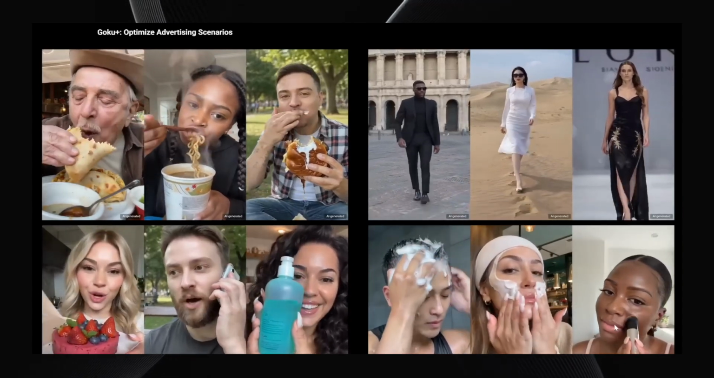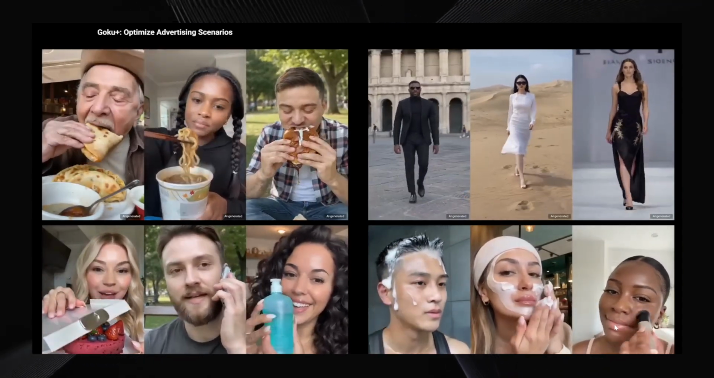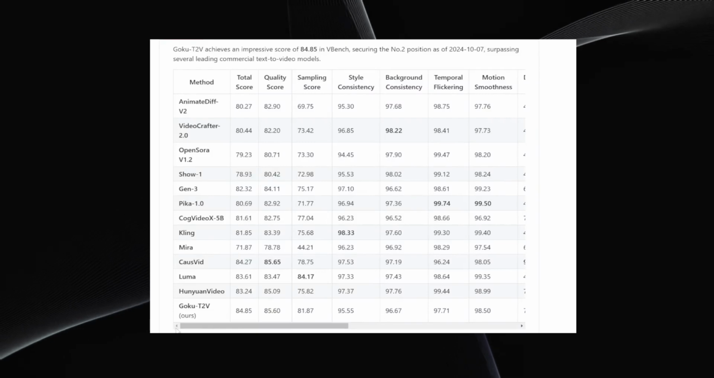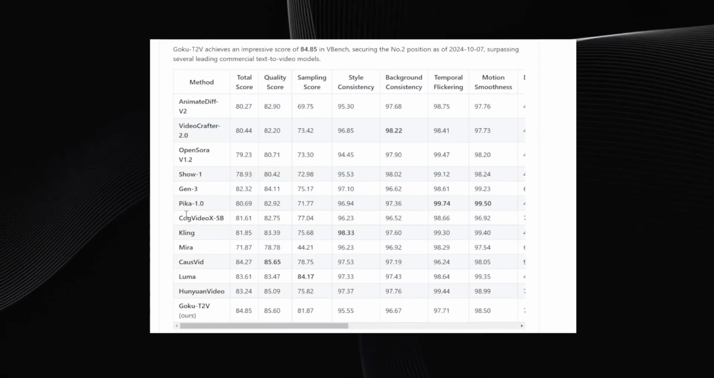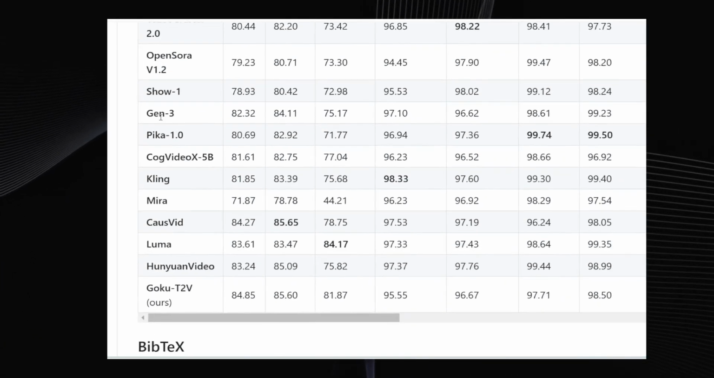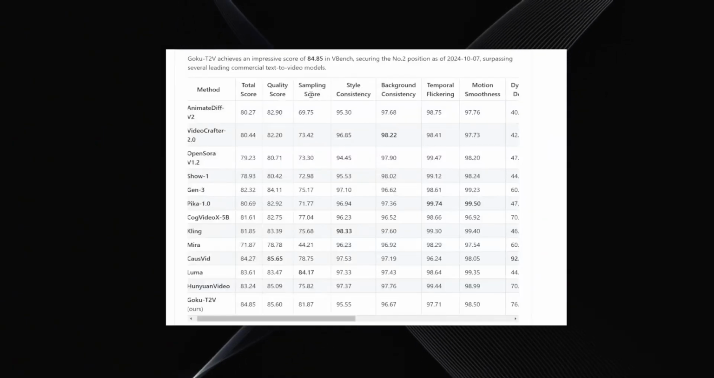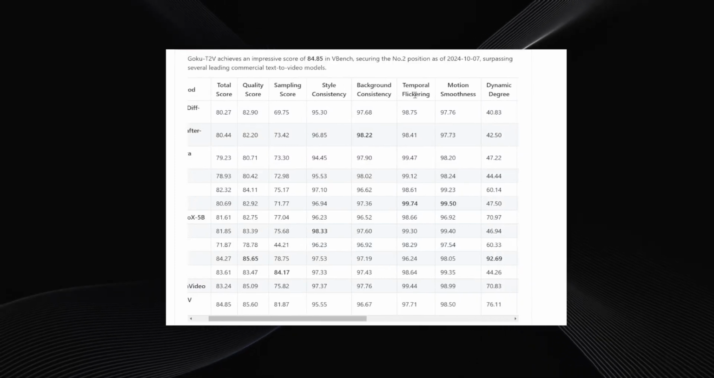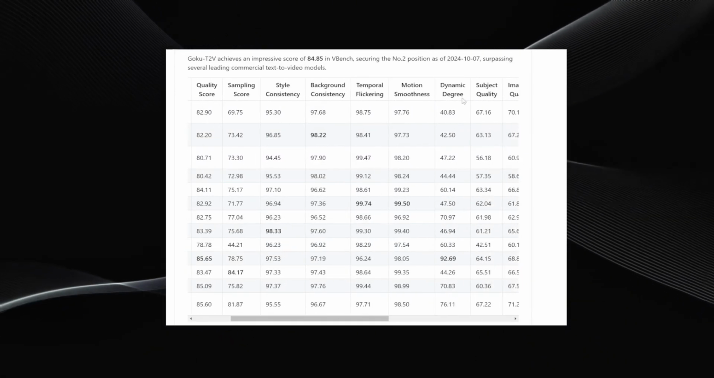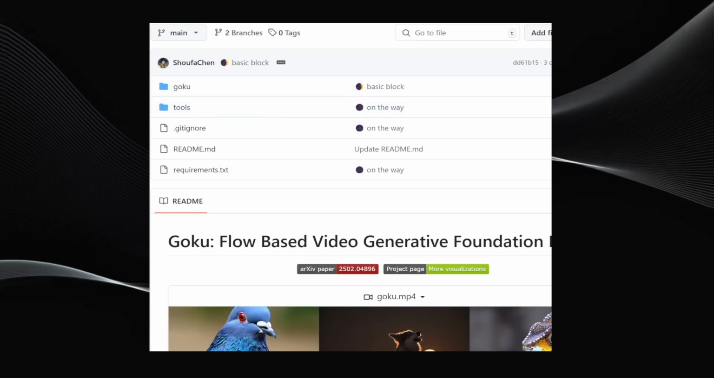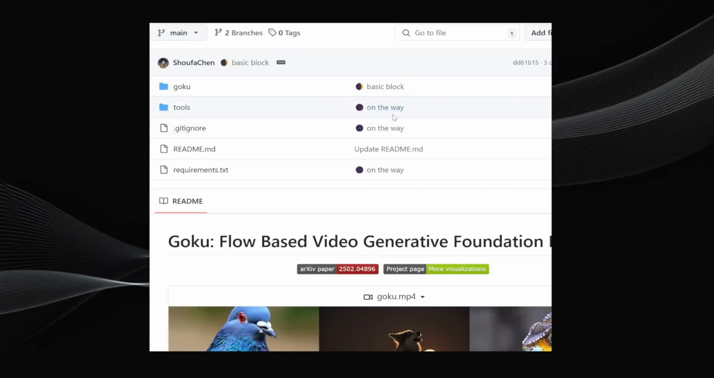The realism is incredible. If you check out their GitHub page, they've compared Goku to other leading video generators like Runway's Gen 3, Kling, and Luma. And guess what? Goku scored the highest overall across all sorts of metrics like background consistency, motion smoothness, and subject quality. Impressive stuff. The GitHub page says, "On the way," which strongly suggests they're planning to open source it.